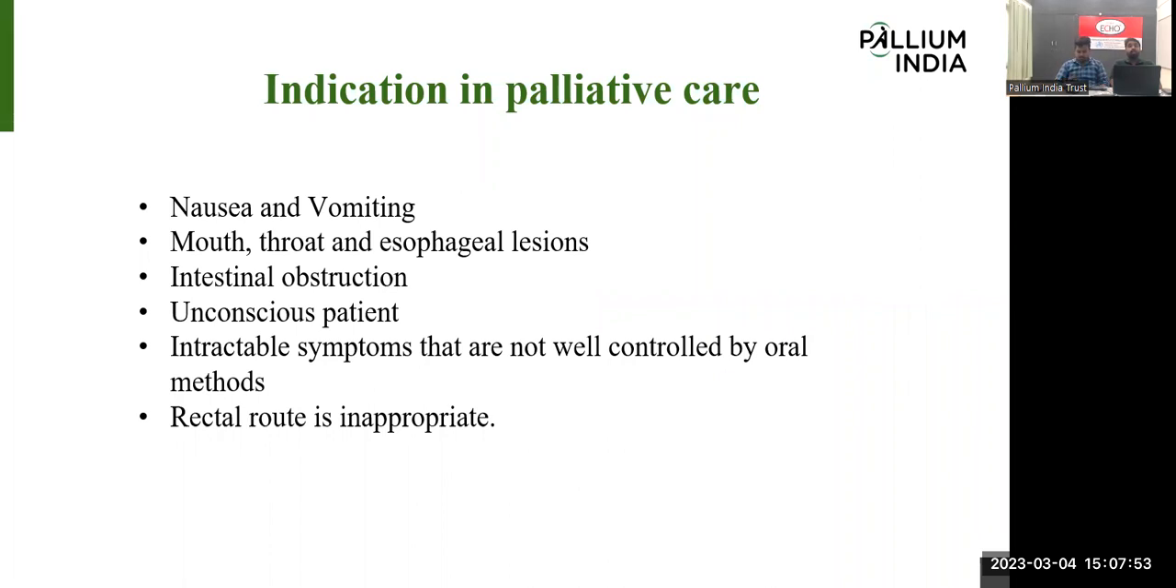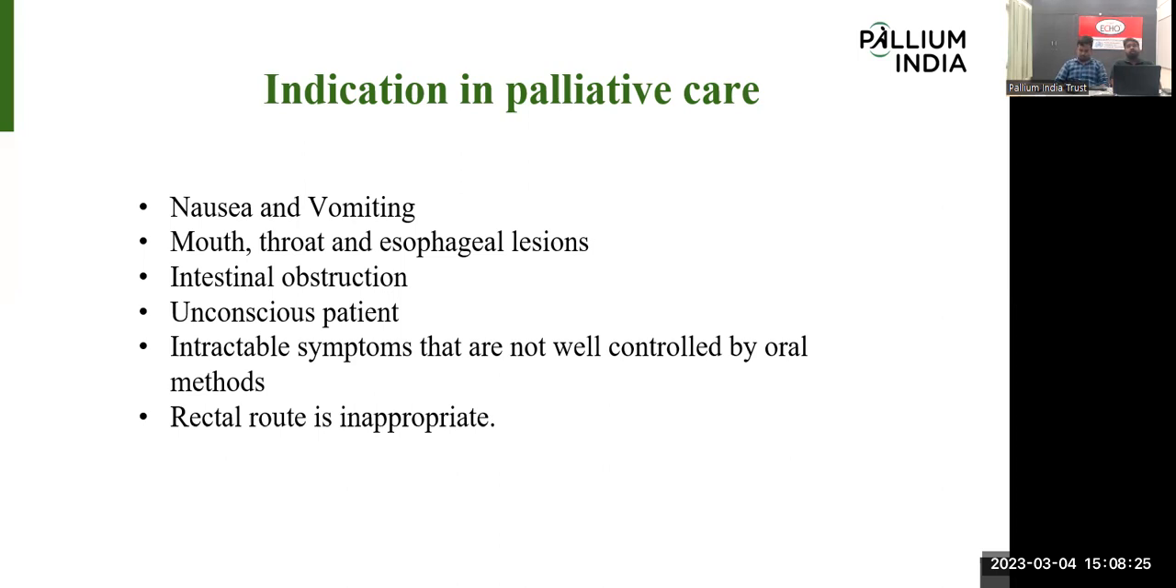Then in the majority of cancer conditions related to the gastrointestinal system, due to the progression of the disease or due to the primary situation, intestinal obstruction can occur at any time. Intestinal obstruction will cause nausea and vomiting, so the oral route of administration of medication is inappropriate in such situations. So at that time also, we can give the injections subcutaneously.